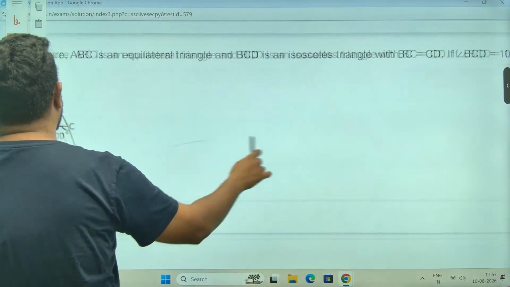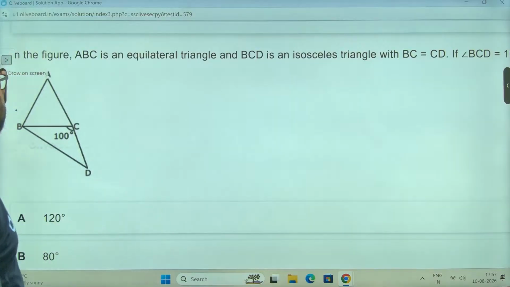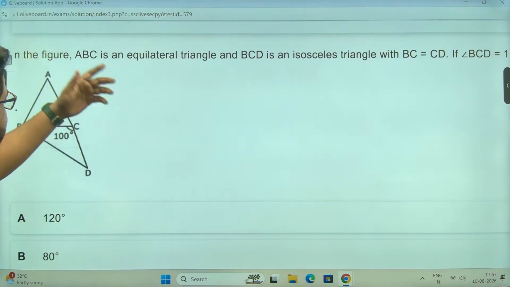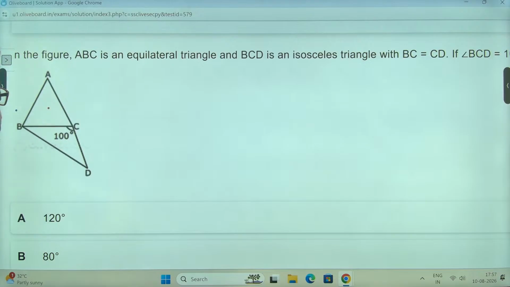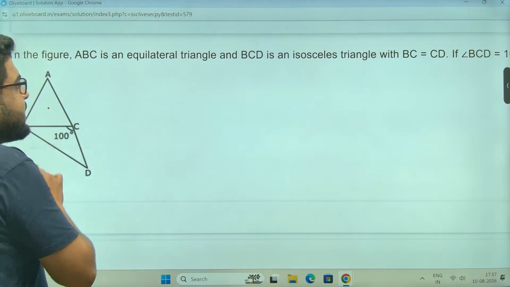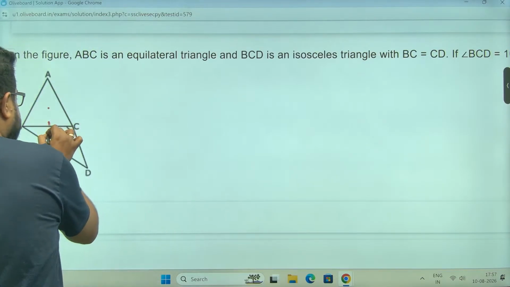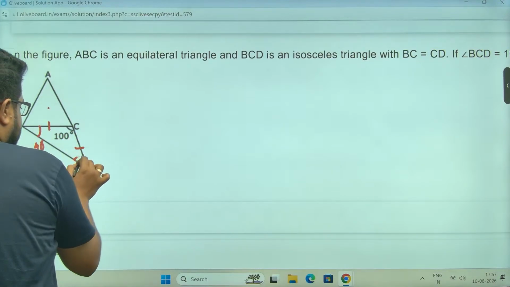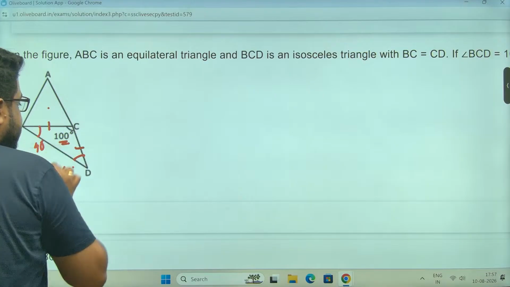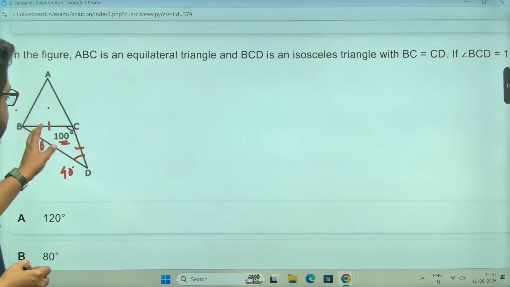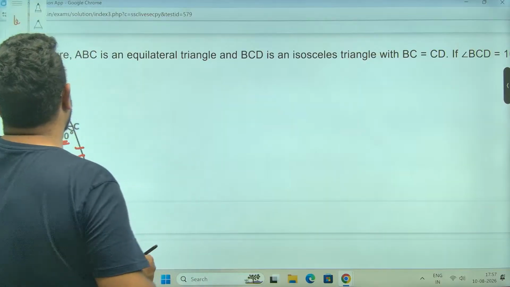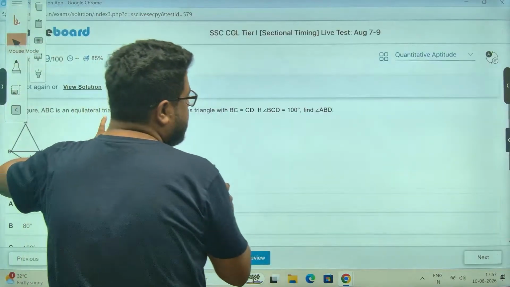Chalo, next one. Let's see what is given. In the figure, ABC is an equilateral triangle. BCD is an isosceles triangle, BC equal to CD. This is equal to this. So this angle is 40 degrees. This angle is also 40 degrees because this top angle is 100. Total 40, 40, 80.